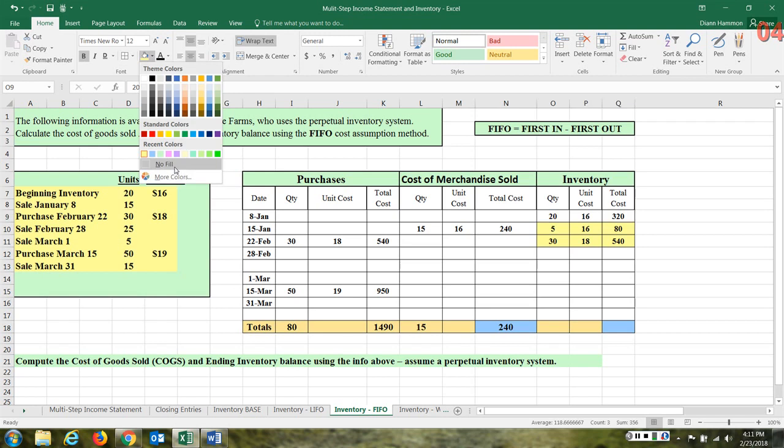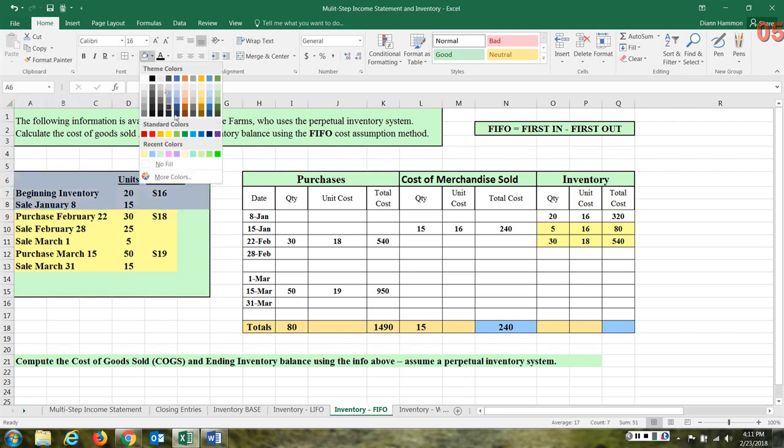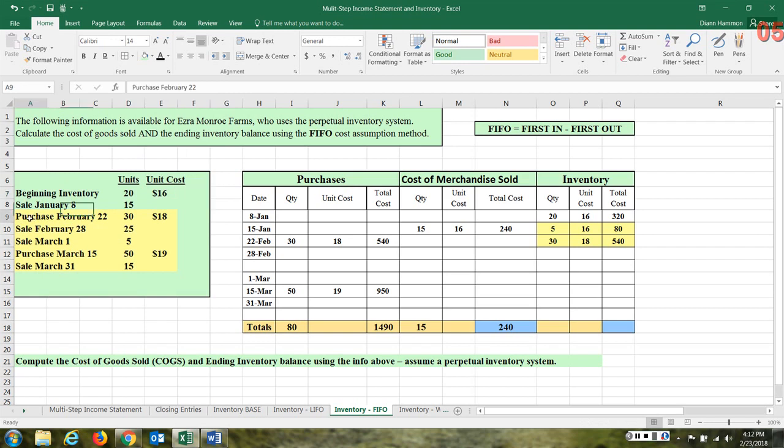And depending on how frequently a company is buying and selling, there could be several layers of costs in here. We're just going to be showing two. So I have a total of 35 units, 30 that have a cost of $18 each, 5 have a cost of $16 each. Next, we have a sale on February the 28th. Let me just get these to green also, so we'll know we've already recorded those, so we won't have to record the next ones. And this purchase as well, just make it a little easier.